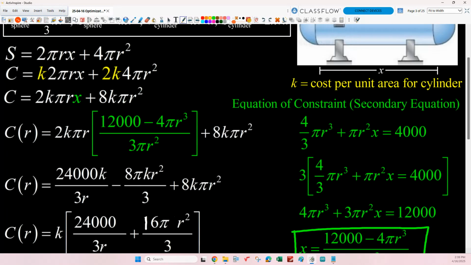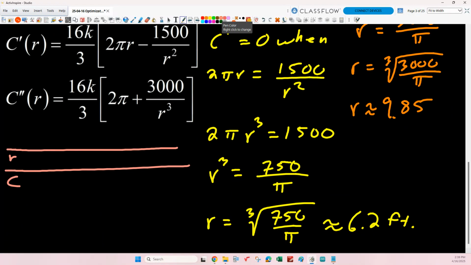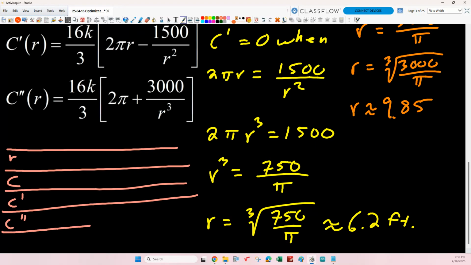Good, so we got our critical number, and then really all we have to do is just make a table, right? It's a pretty easy table. These tables end up being small. So if we make our table, we've got r, cost, C prime, C double prime. Our domain goes from 0 up to, what was it, like 9.8, 9.85, is that what it was? Approximately. Our one critical number was at approximately 6.2.